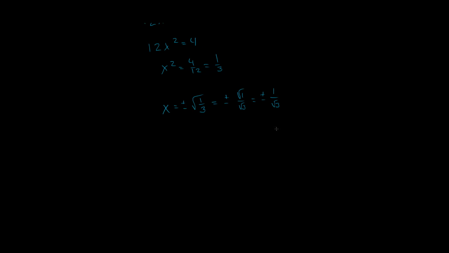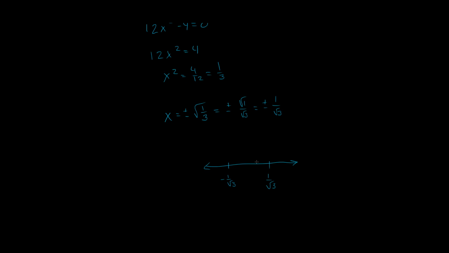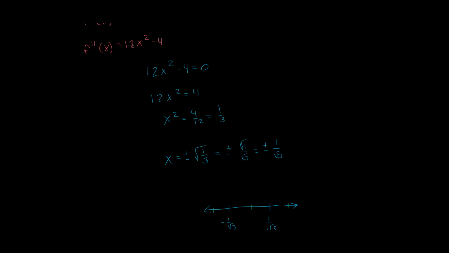Now the next step is to plot these 2 points on a number line. So let's say somewhere right here is negative 1 over root 3, and somewhere right here is positive 1 over root 3. Now we've broken up this line using 2 points into 3 different intervals. So we're going to have 3 different concavities. And the way you find out if something's concave up or down is just pick a point from each interval and plug it back into the second derivative up here.